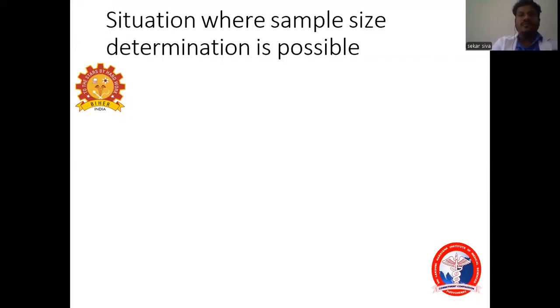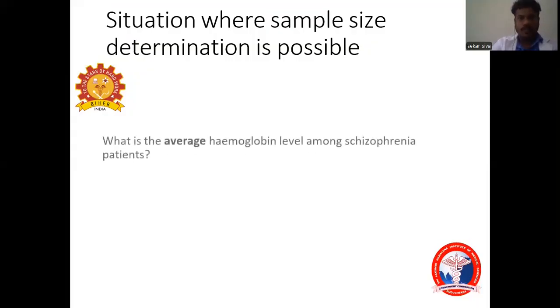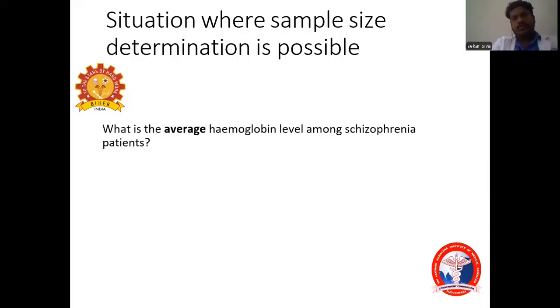Situations where sample size determination is possible. We have two types of outcomes. Outcome may be qualitative or quantitative. So, what is the average hemoglobin level among schizophrenia patients? Here they are asking for average, so the outcome variable should be average or mean. So it is a quantitative outcome. So it is an estimation of mean.